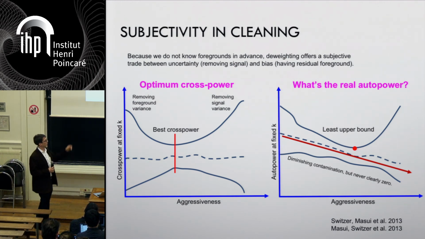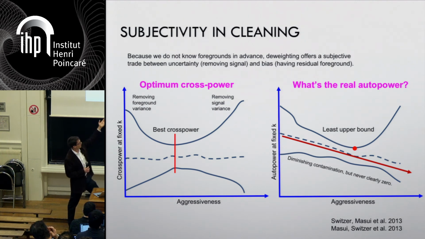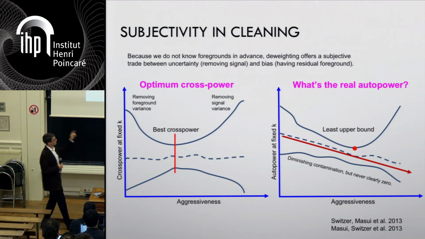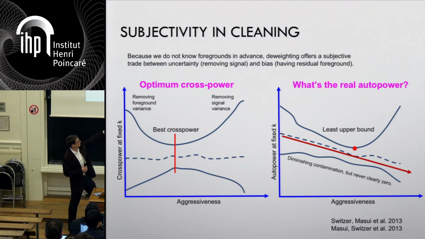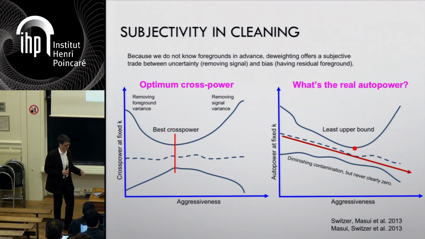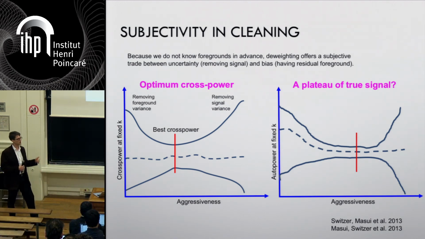the cleaning. Now, in the case of the auto power, the additive bias will just continue to drop as the cleaning becomes more aggressive, or as you deweight more modes. And at no point on there is there an auto power that I would be willing to claim is a detection, because at any point on there you could say, well, there's probably some residual additive bias of foregrounds. But there is a least upper bound. So in this space of cleaning, there is a bound which is best, and that defines the best covariance matrix to use.